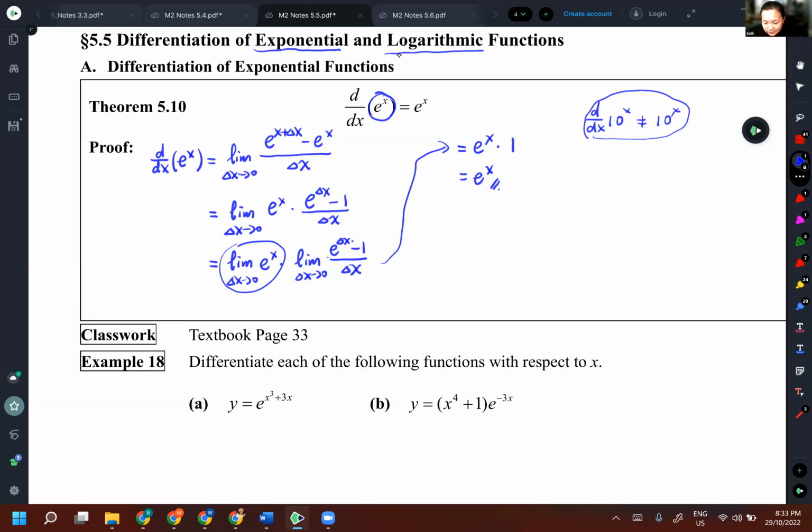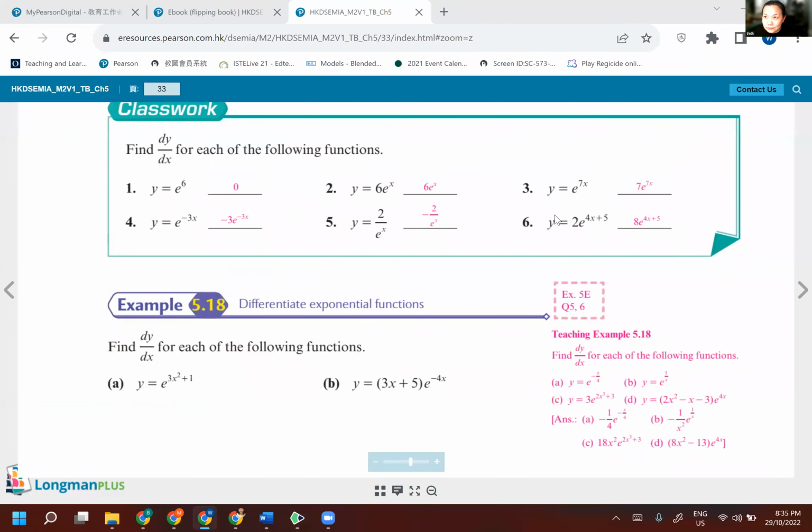Maybe I show you the book. Some of you may not have the book, but when I show you the book, the answer is already there. Anyway, these are the questions. When you are done with them, please let me know.